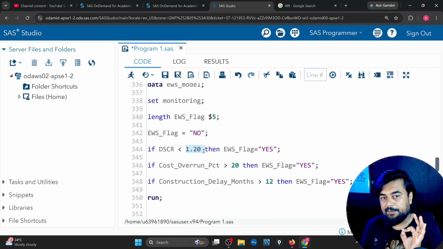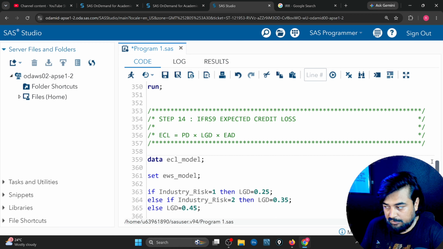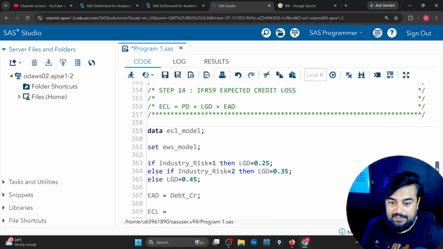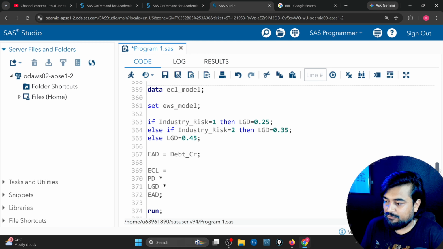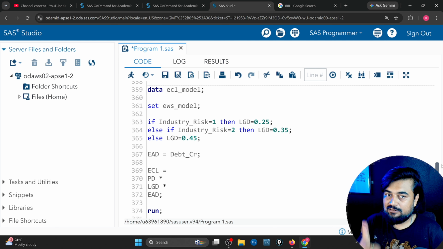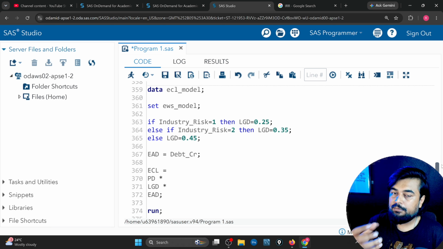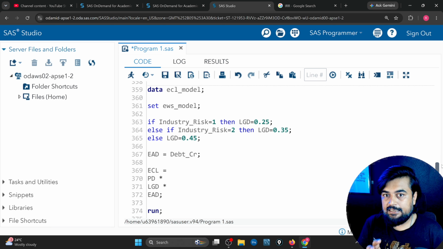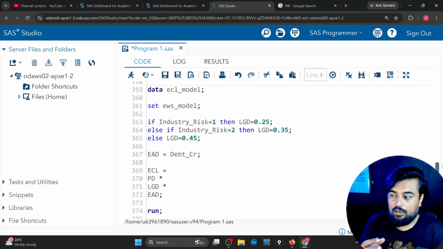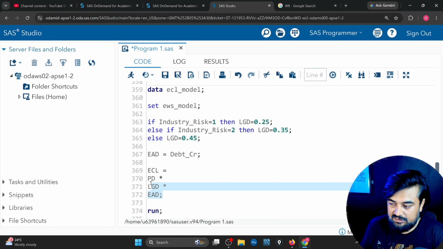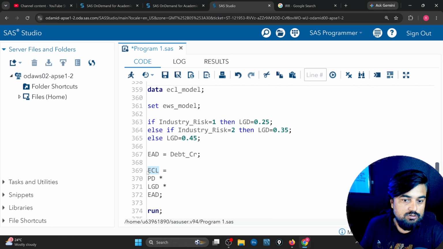Then we would be calculating ECL, a simple formula: PD, EAD, LGD multiplication. I have said it several times. If you're new to the channel, I'll tell you quickly: probability of default is the chance the customer will default; EAD, exposure at default, is how much money at a particular time is at stake; LGD is loss given default. What is the loss this loan will give? That is the LGD. The multiplication of these three gives the expected credit loss.